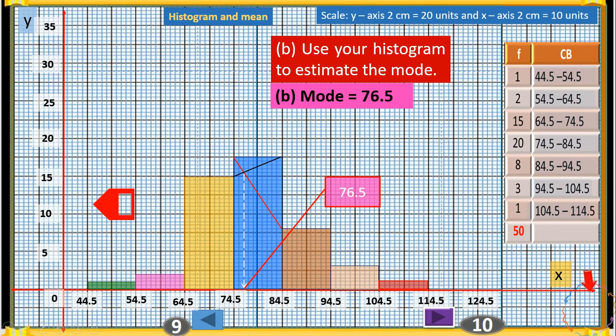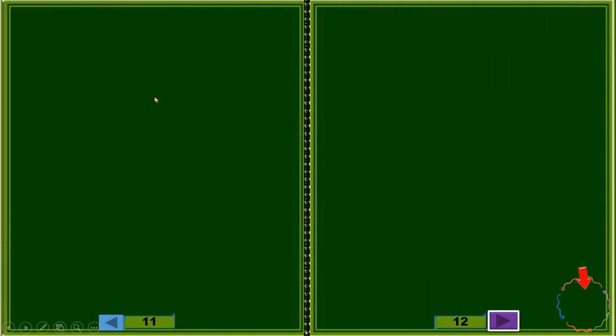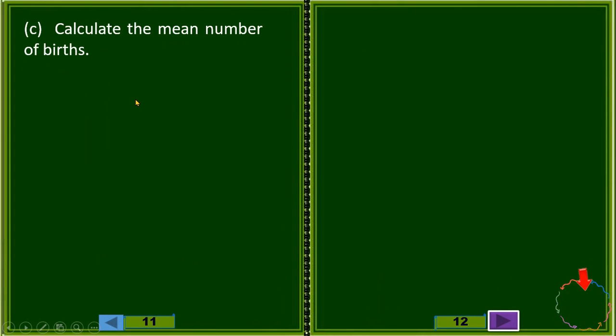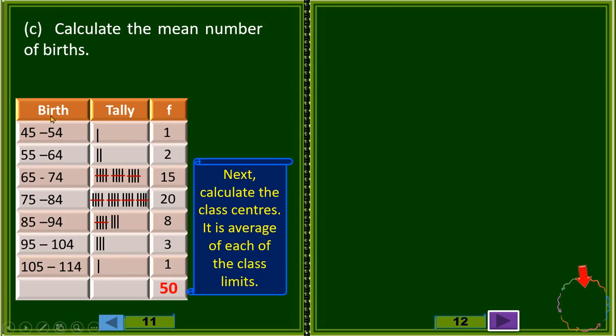Now we are going to go back to the board to continue answering the other part of the questions. Next question. Calculate the mean number of bats in this particular local government area. Let's see how we can do this. So we bring in the table we have done already, giving us the number of bats in classes of 45 to 54 down to 105 to 114. And this represents the frequency for each class shown here.